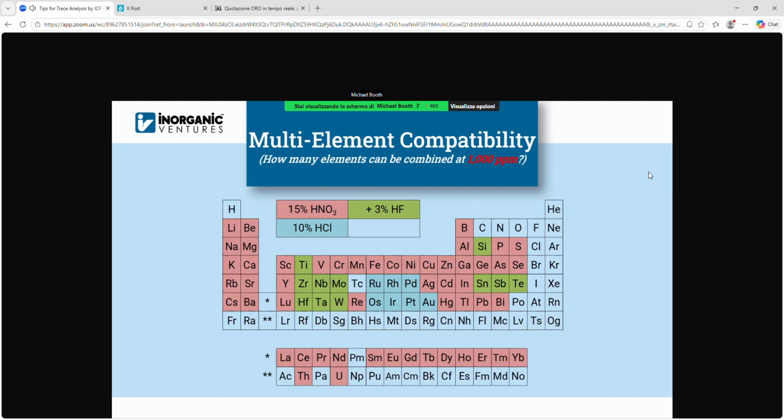You just need to make sure that you watch out. If you're trying to add them all together, you might have HF issues. So in theory, all the ones in red should be fine, and then we would split all the ones in green out separately and put them with increased HF concentration in the matrix.